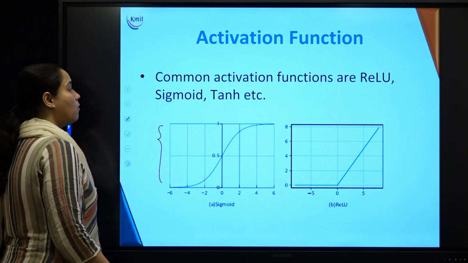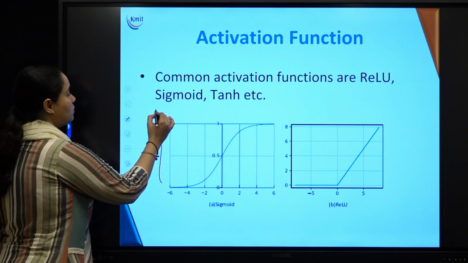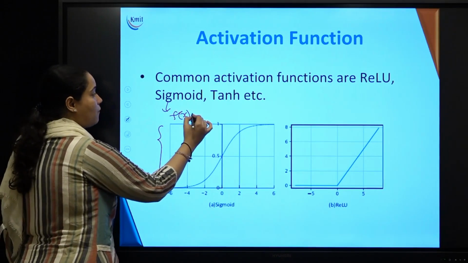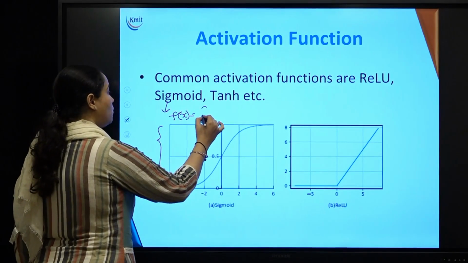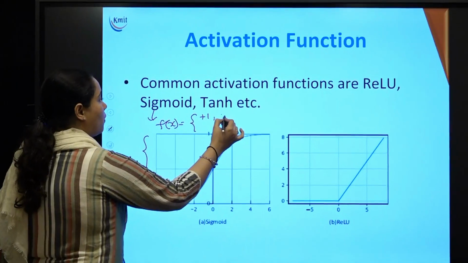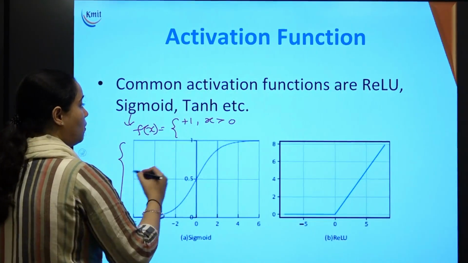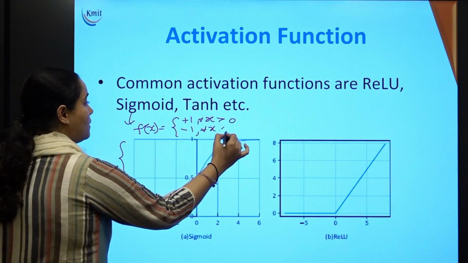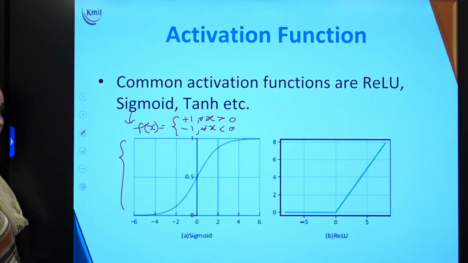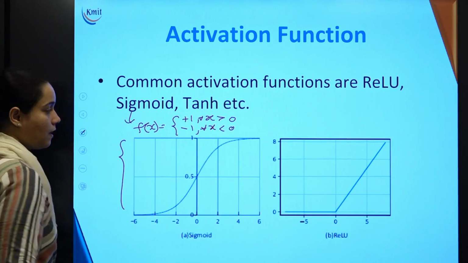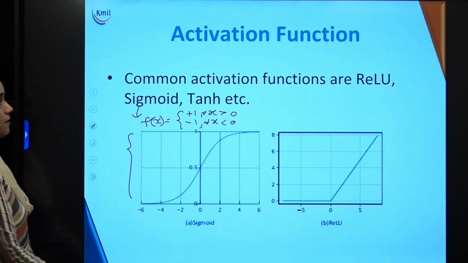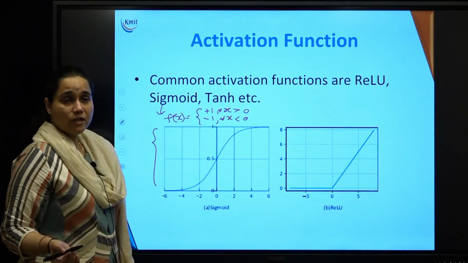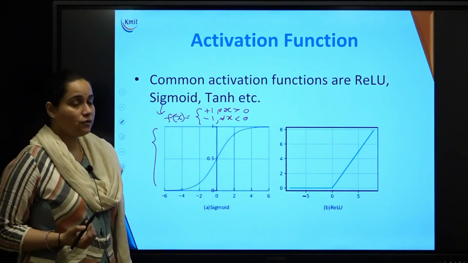So how do I define a sigmoid function? If I am defining it as a mathematical function, then f of x will be equal to plus 1 for all the values of x greater than 0, and it will be minus 1 for all the values of x which are less than 0. When you plot it, you get it in this way. So this is a sigmoid function. Similarly, a tanh function will vary from minus 1 to 1.